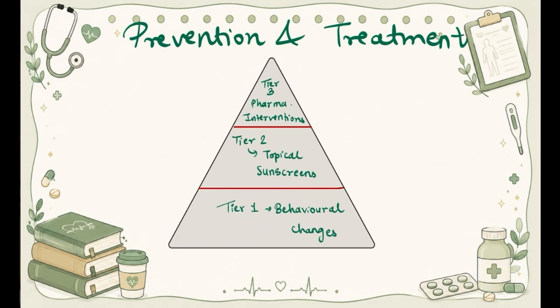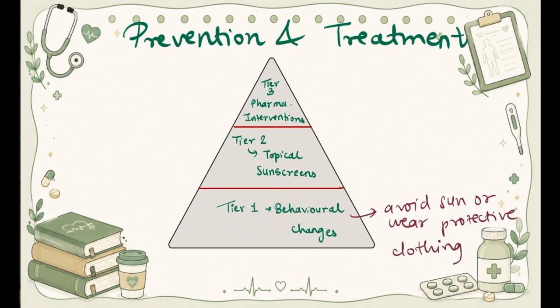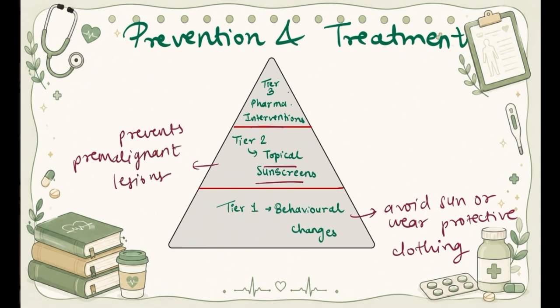Prevention is all about stopping cumulative damage to your skin. We approach this in escalating tiers. The very foundation relies on simple behavioral changes. This means active sun avoidance and wearing protective clothing. Moving one step up the pyramid, we have topical sunscreens. These are highly effective at preventing pre-malignant lesions like those rough actinic keratoses we discussed earlier.